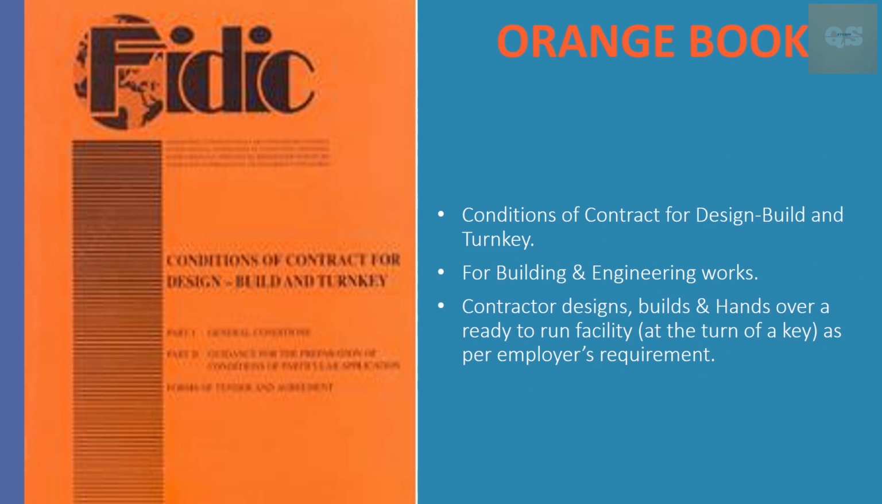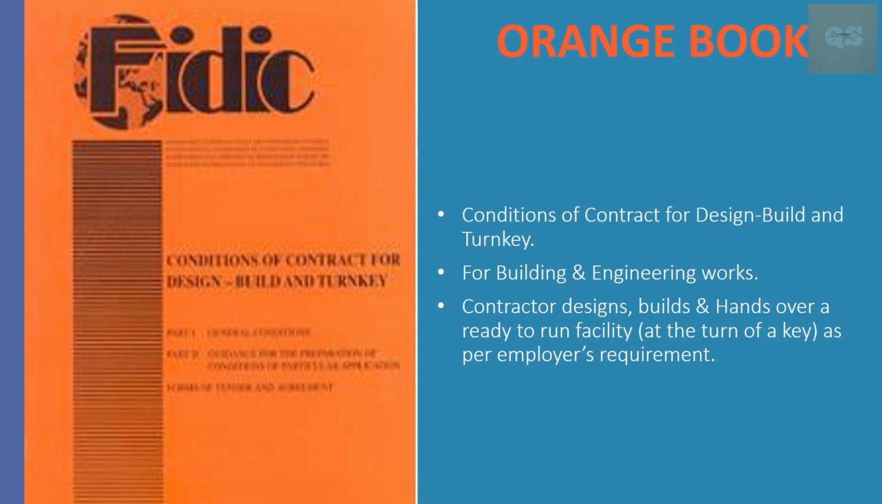Next is the Orange Book. So here mainly it contains the conditions of contract for design, build and turnkey, and mainly it is used for building and engineering works. Again, the contractor designs, builds and hands over a ready to run facility at the turn of a key as per employer's requirement.